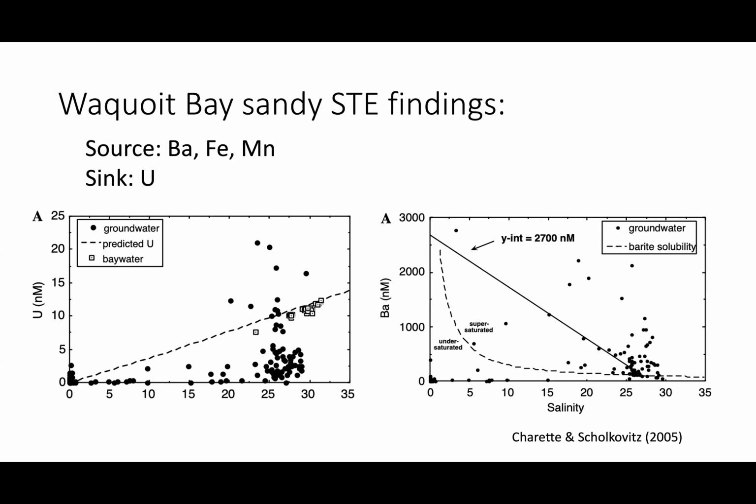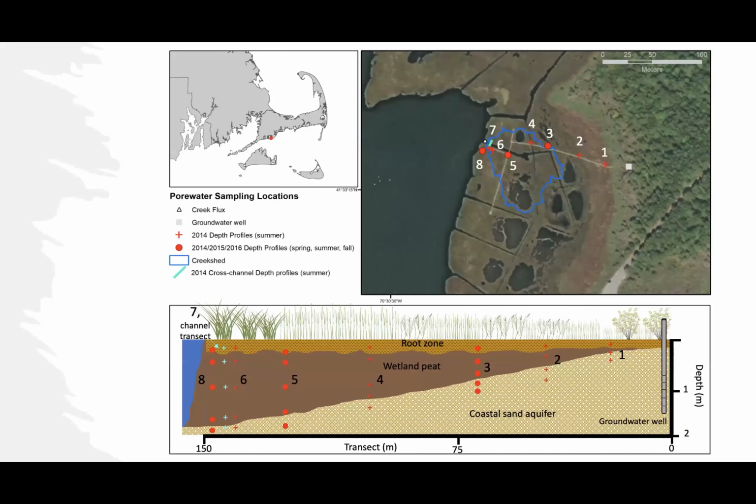So this is that sandy subterranean estuary work that's gone on. What I'll show today is work that we've done out at Sage Lot Pond. This is a salt marsh in Waquoit Bay. It's in one of the sub-bays of Waquoit Bay. And what you're seeing here is our sampling scheme.